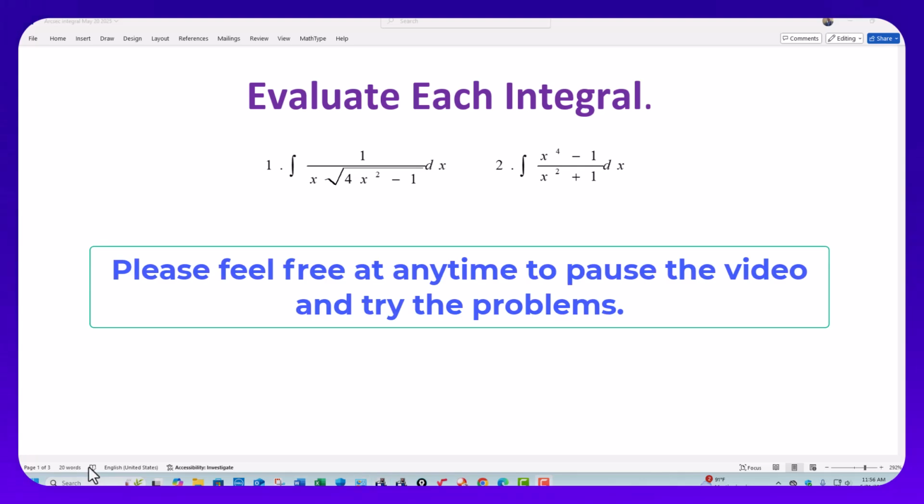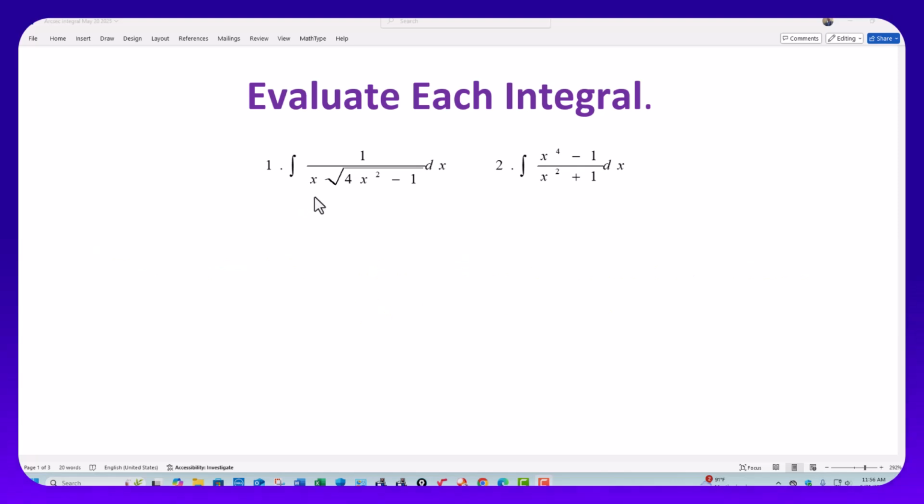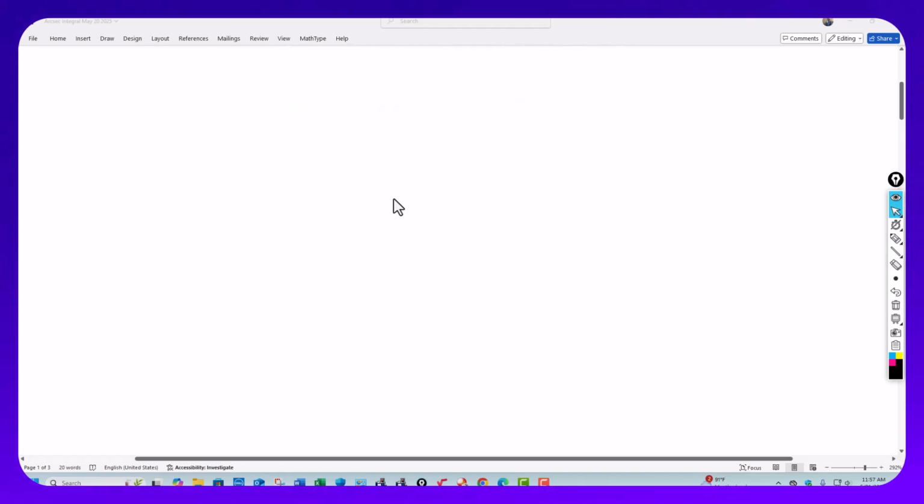In this video, we have two integrals to evaluate. First one, we have 1 over x multiplied by the square root of 4x squared minus 1. And again, as I mentioned in other videos, anytime you have especially a square root and the radicand can be written as a difference of squares or sum of squares, look for one of those special formulas that gives the result in terms of an inverse trig function.